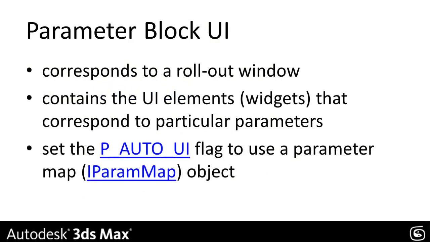So to talk about the UI aspect, a parameter block can correspond to a rollout window, and that's the basis of it. It contains UI elements or widgets that correspond to particular parameters. So you'll use the p_auto_UI flag to use a parameter map. Okay, so this is basically the flag that says, okay, let's map it to the user interface.